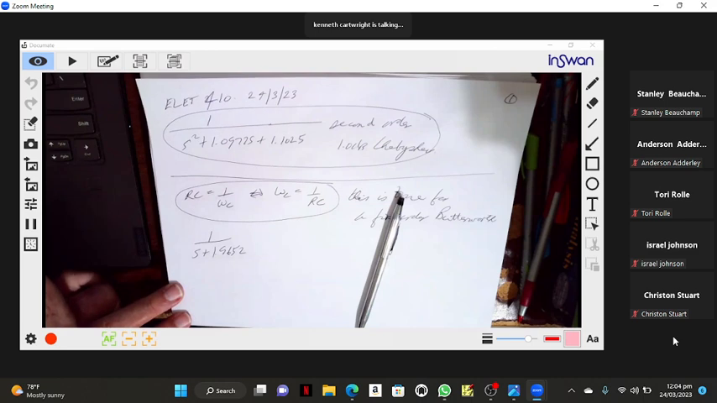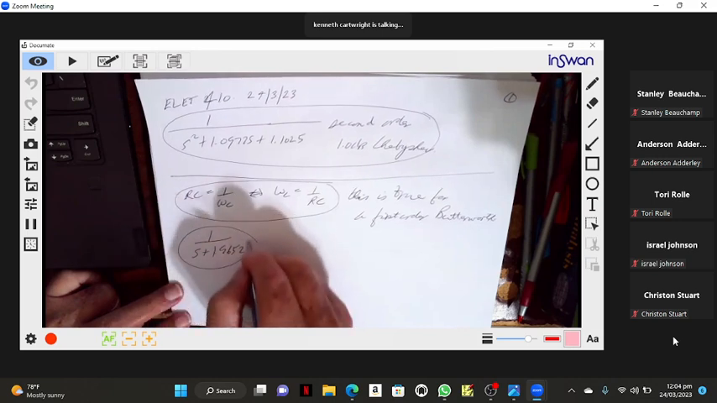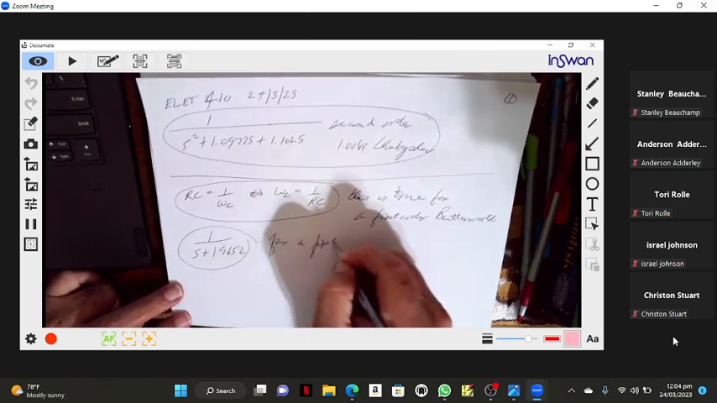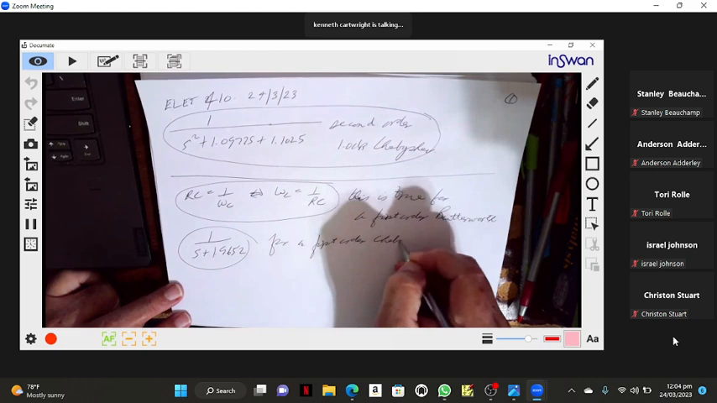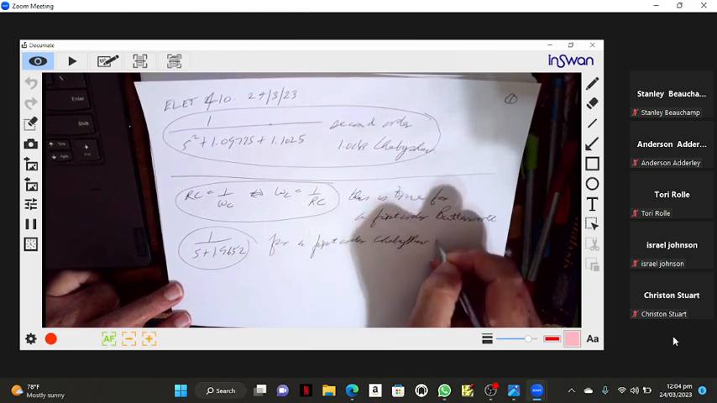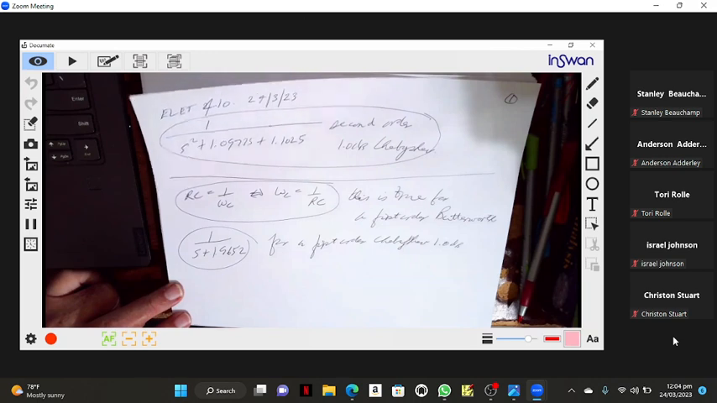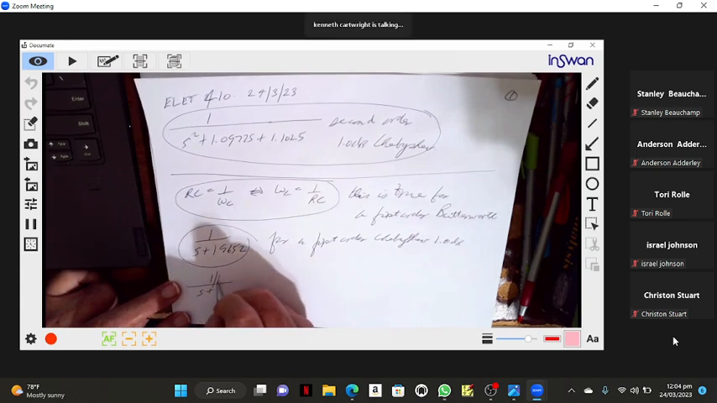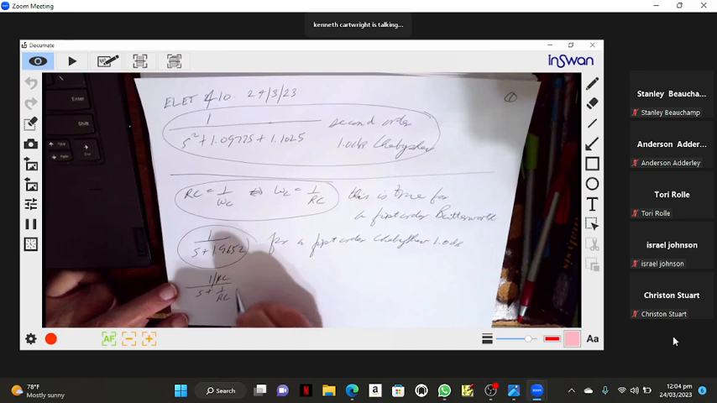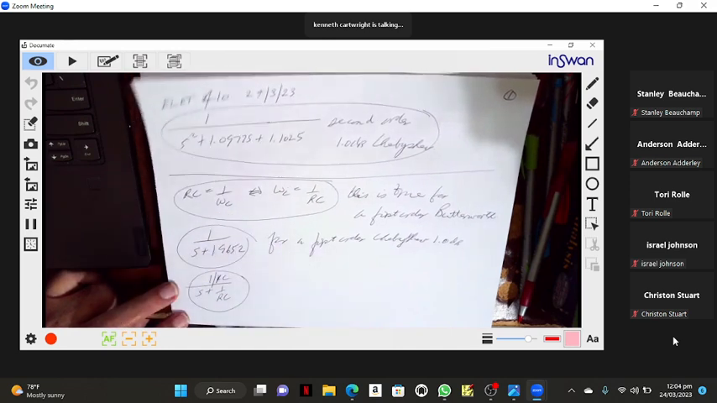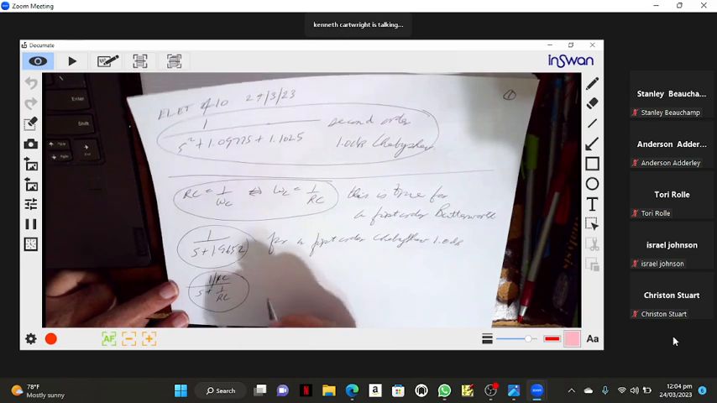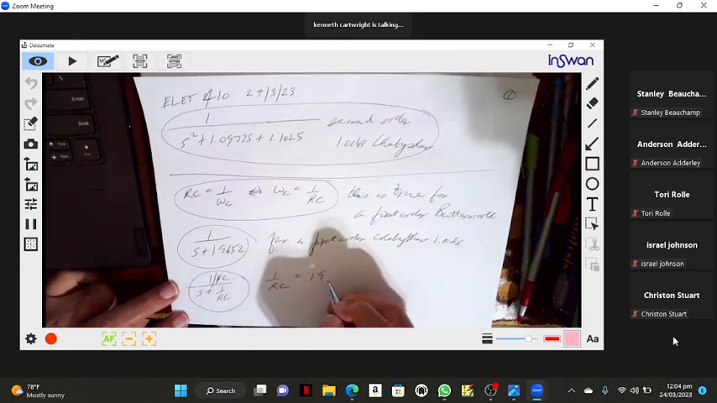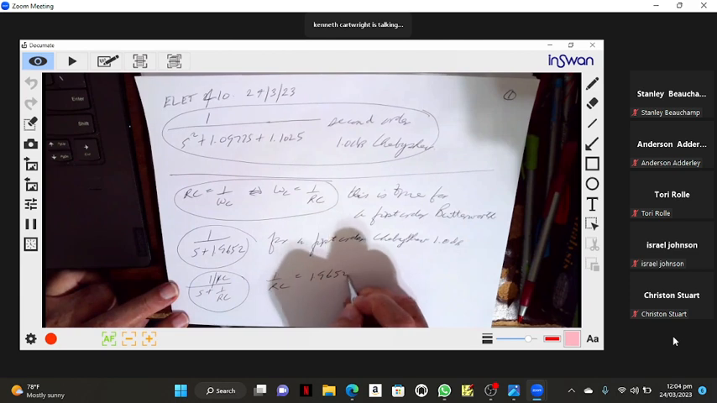That's the transfer function. This is the transfer function for first order Chebyshev, 1 dB. And the transfer function for a first order filter is 1 over RC over S plus 1 over RC. This is the transfer function of a first order low pass filter. So clearly for these two to be the same, 1 over RC must be 1.9652.